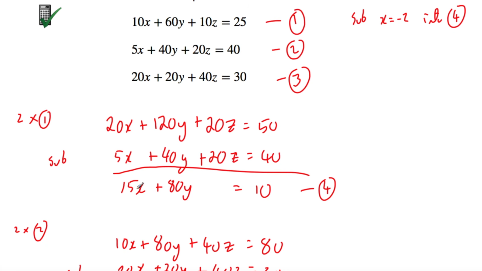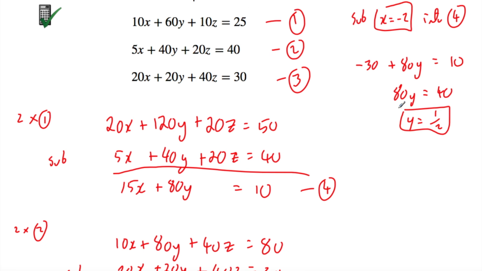So 15 times x, so 15 times minus 2 would be minus 30, plus 80y equals 10. Then if we add 30 to both sides, because we want to get rid of the minus 30, we're going to get that 80y equals 40, and then if we divide by 80, we're going to get that y is equal to a half, or 0.5. So that's great. We now know that x is equal to negative 2, and y is equal to a half.